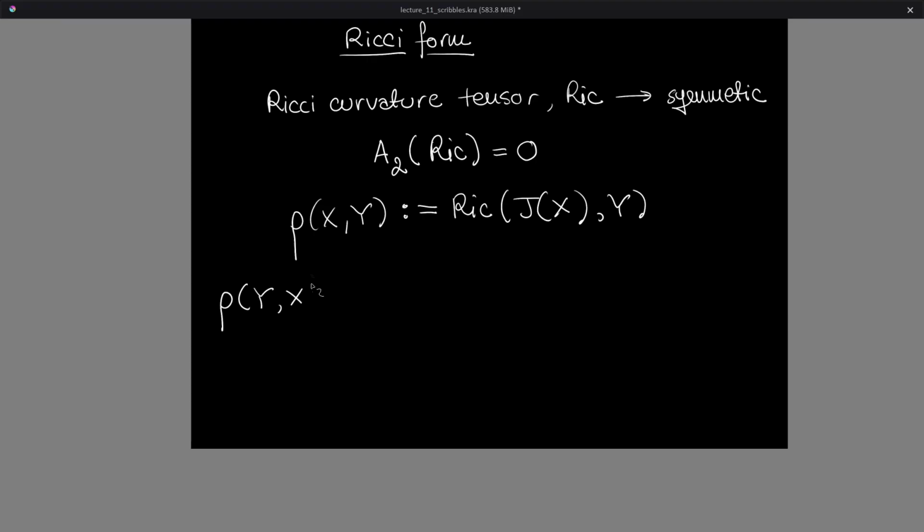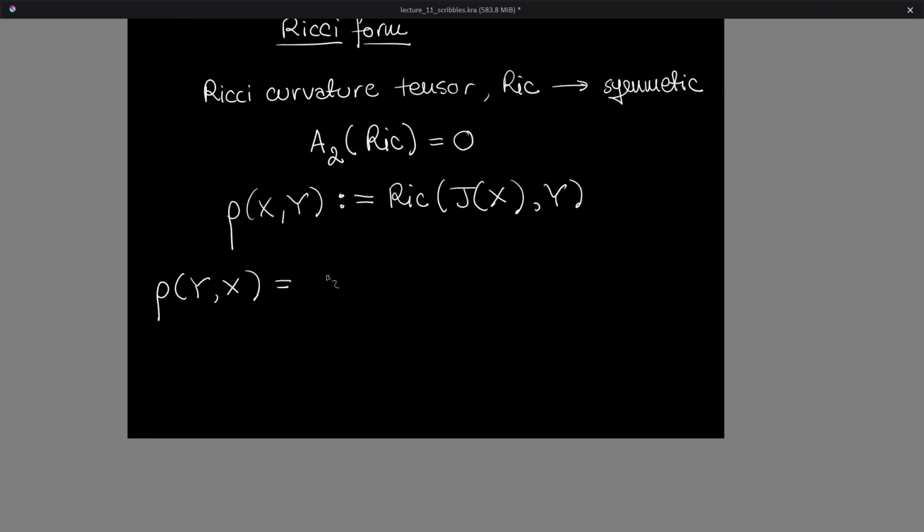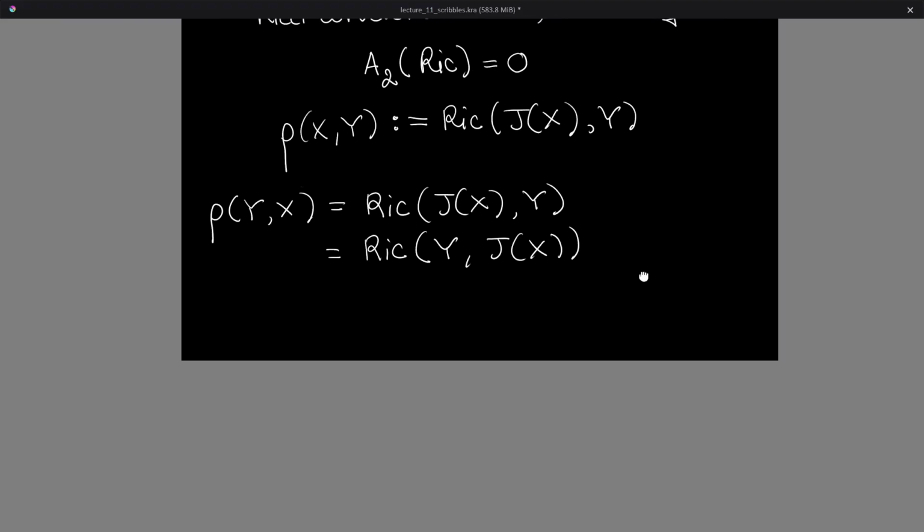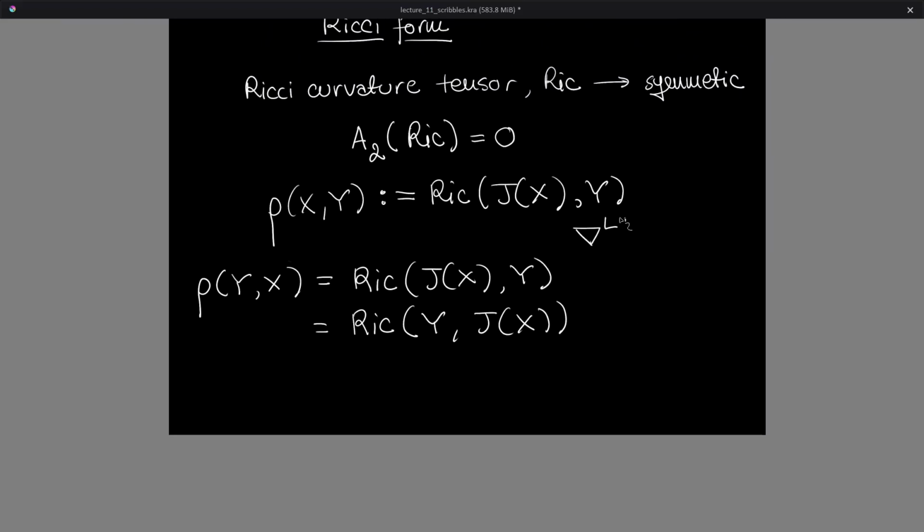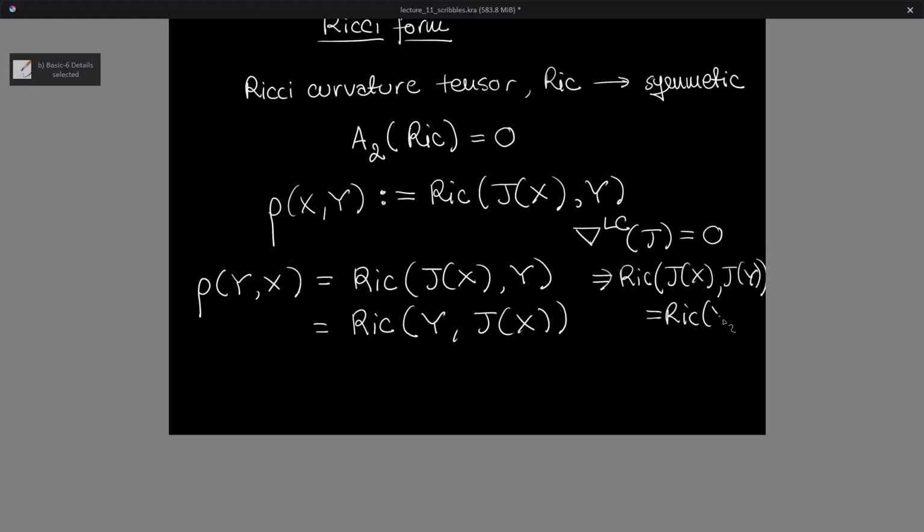Let's take rho of y x, which is equal to, by definition, Ric of J of y, x. And then we flip it because the Ricci tensor is symmetric, which was exactly the problem we had before. So x, J of y. But then let's use one of the Kähler conditions, which is nabla LC of J is equal to 0. This actually implies that the Ricci tensor is compatible with J because it's built off of the metric. So we know that this is equal to Ric of x y.